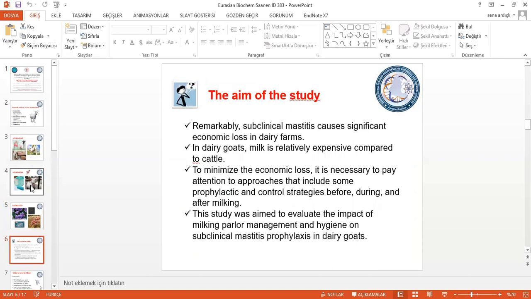Remarkably, subclinical mastitis causes significant economic loss in dairy farms. In dairy goats, milk is relatively expensive compared to cattle. To minimize the economic loss, it is necessary to pay attention to approaches that include prophylactic and control strategies before, during, and after milking. Therefore, this study aimed to evaluate the impact of milking parlor management and hygiene on subclinical mastitis prophylaxis in dairy goats.